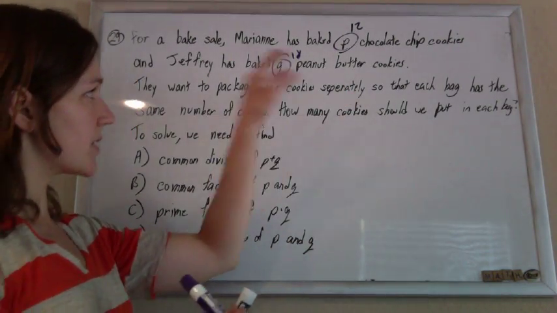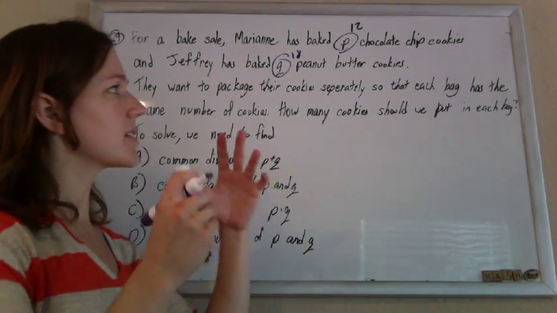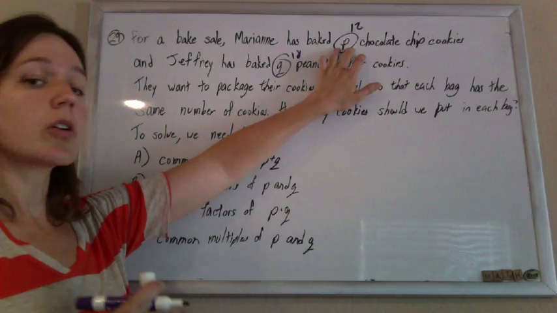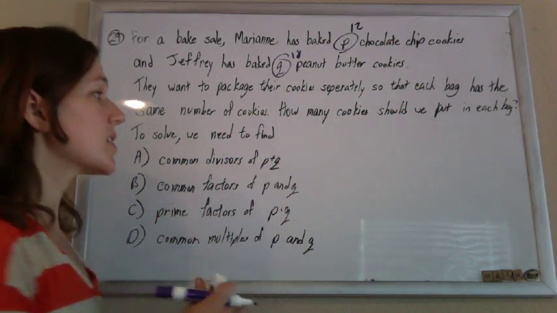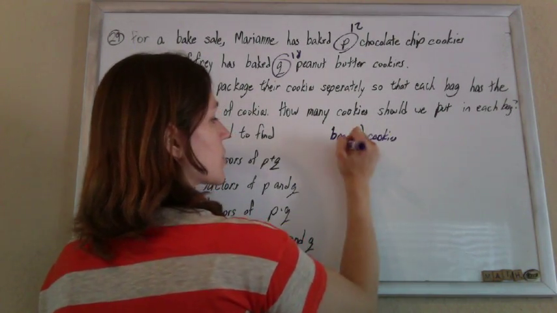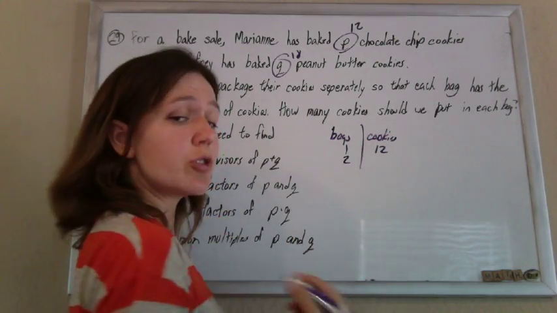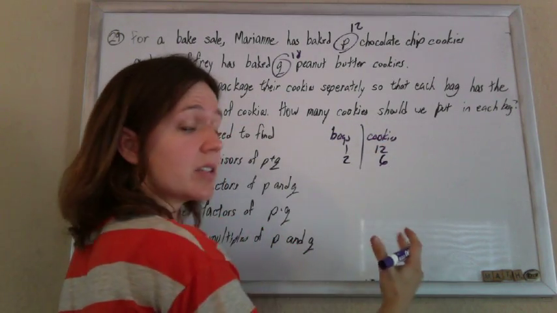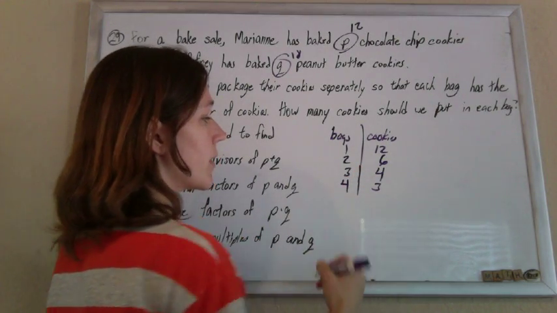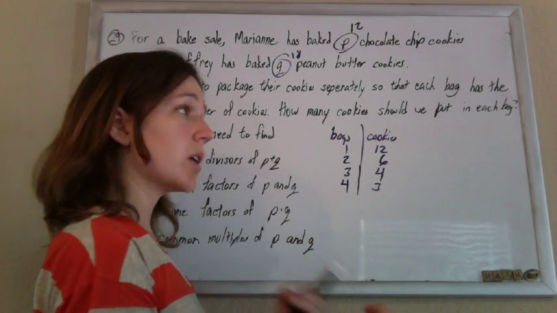So she makes 12 cookies and he makes 18, and they want to package their cookies separately so that each bag has the same number of cookies. All right, fine. So if she's packaging her cookies, she's got 12 cookies. So she's got lots of possibilities, right? She could have just one bag and put all 12 cookies in it. Or maybe she could have 2 bags and put 6 cookies in each. Or 3 bags with 4 cookies, or 4 bags with 3 cookies. She couldn't have 5 bags, because then she would have to break up her cookies and that would be sad.